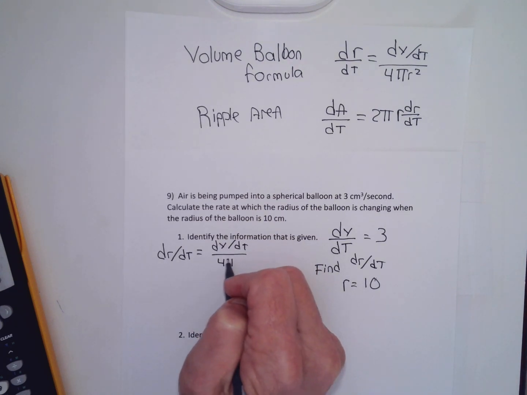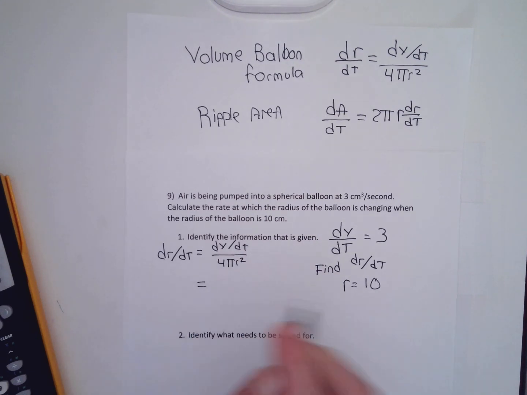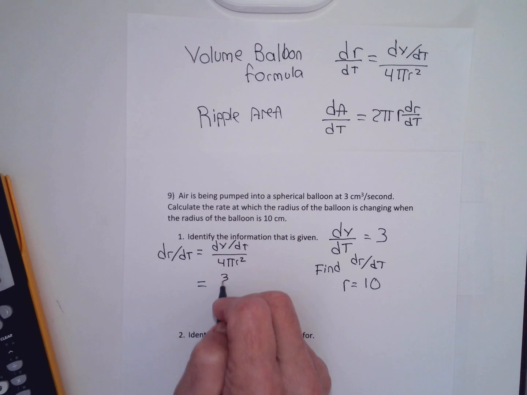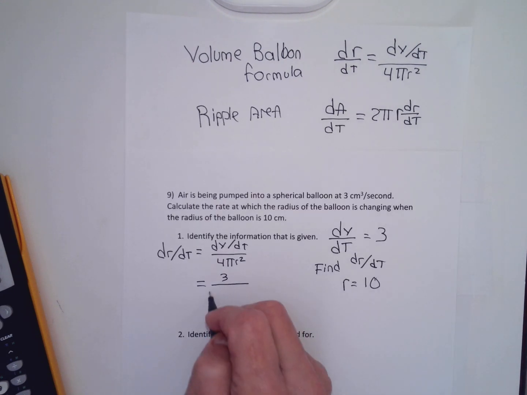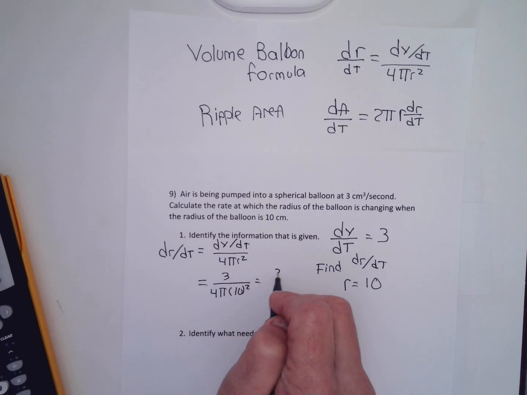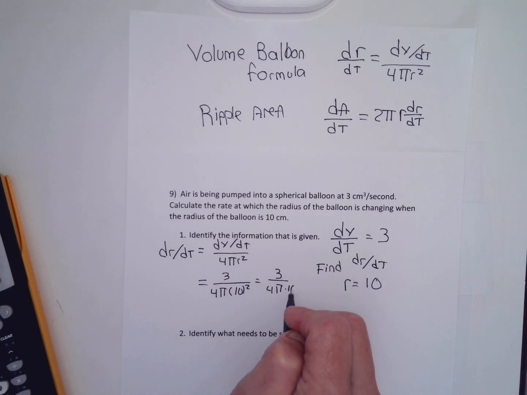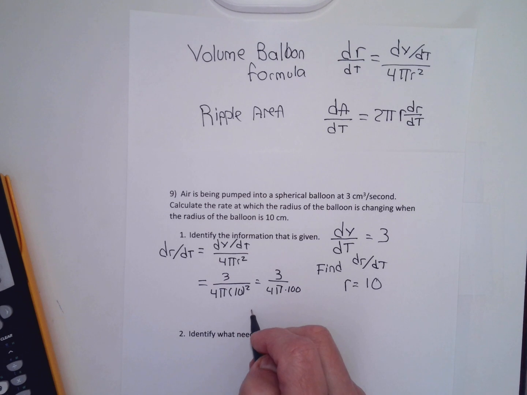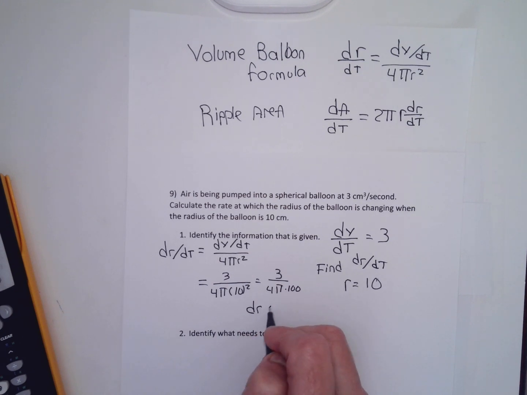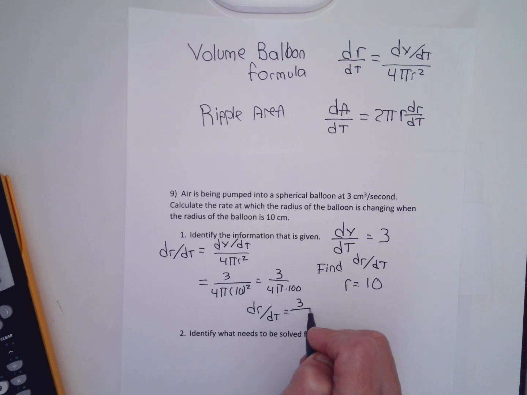I will have to get some units on this, but it's not particularly hard. So in the numerator, I'm going to plug in 3 for the dv dt. In the denominator, it's going to be 4 pi times 10 squared. This is going to be 3 over 4 pi times 100. And that's going to give me dr dt, the rate at which the radius is changing, is 3 over 400 pi for the number.